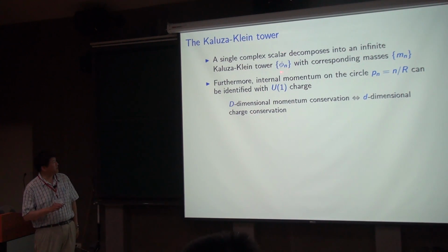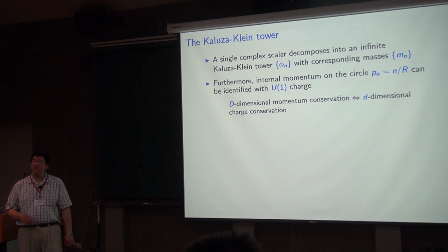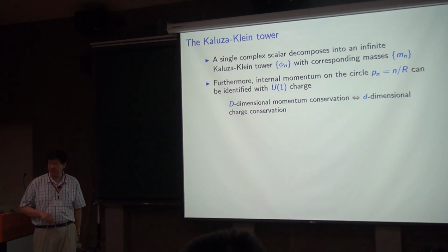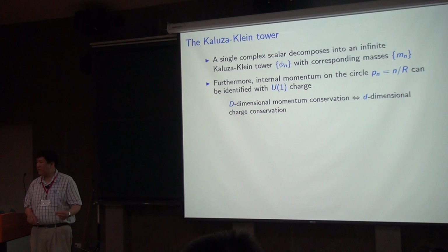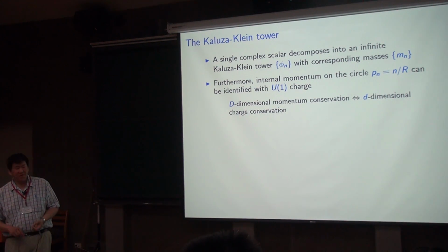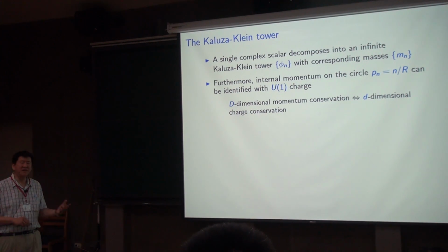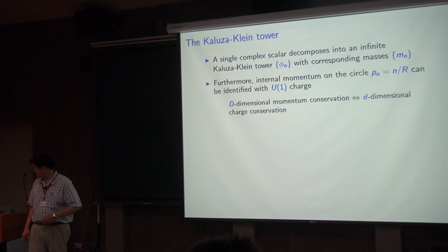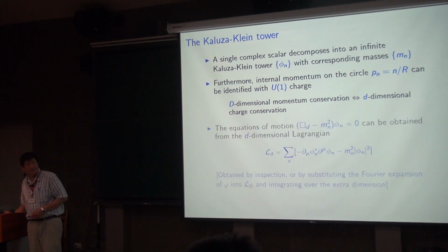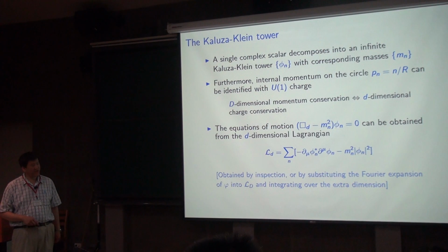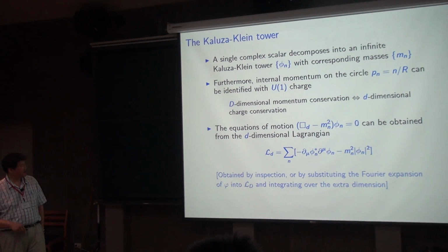Then I think about each of these modes as carrying some n units of charge. n units of momentum corresponds to n units of charge. So I have a 0 mode phi 0, which is neutral. I have a particle phi 1, which has 1 unit of charge. Phi 2 has 2 units of charge. Phi minus 1 has minus 1 units of charge, and so on. This is an idea of getting some electromagnetism out of a theory without electromagnetism, from higher dimensions.